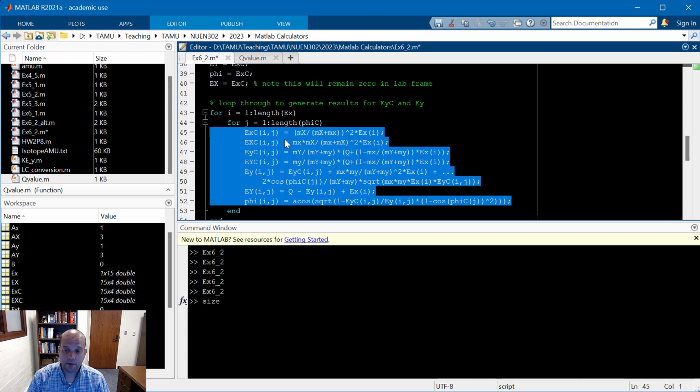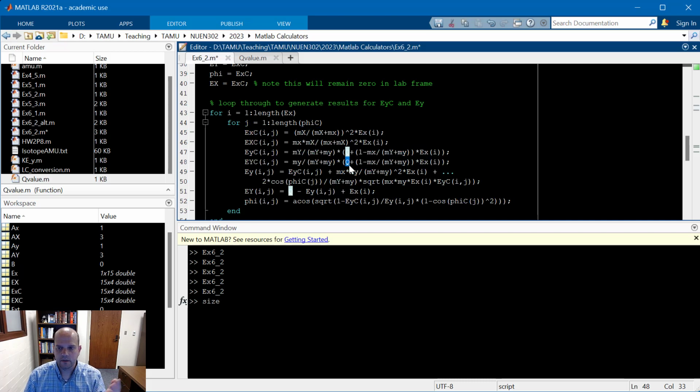In fact, I could reproduce this in a different way and get the same results by creating a function that does everything that's going on in here and gives me 1, 2, 3, 4, 5, 6, 7 outputs, and my inputs would be my 4 masses and my EX and then my phi. There's Q in here too, but I could either make that another input, or I could just do a quick line of calculation in that same function.